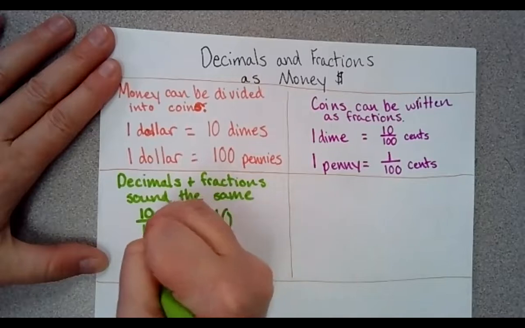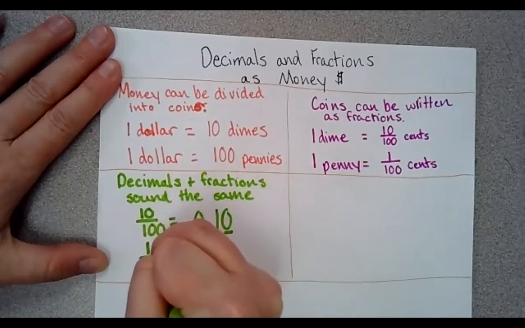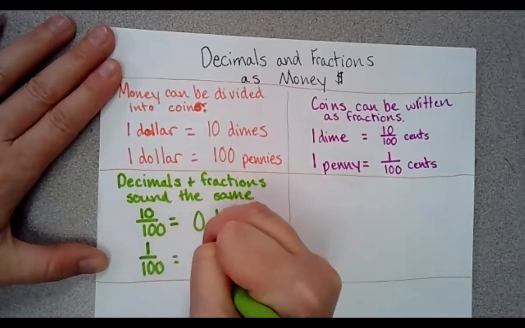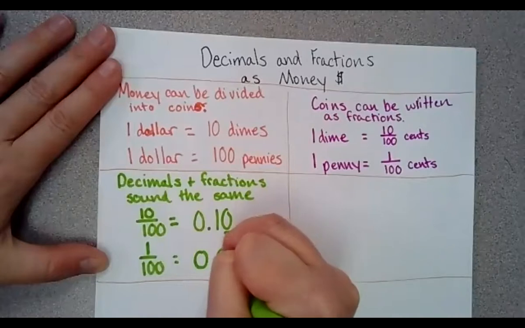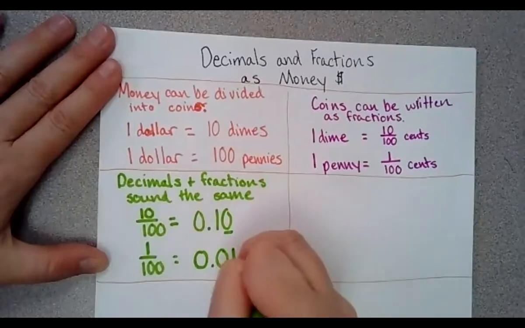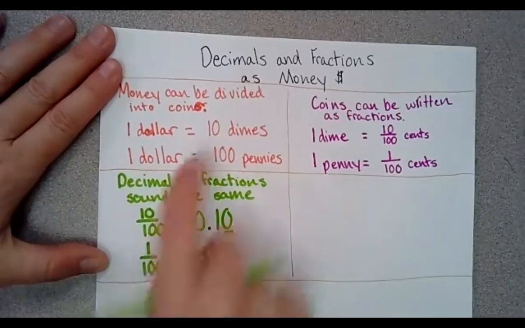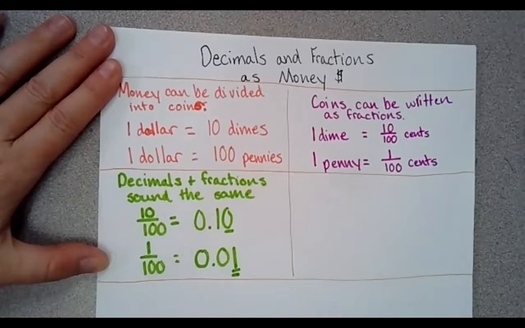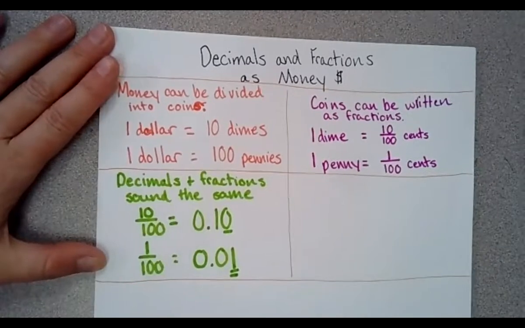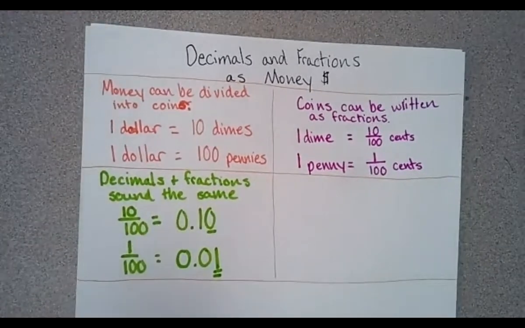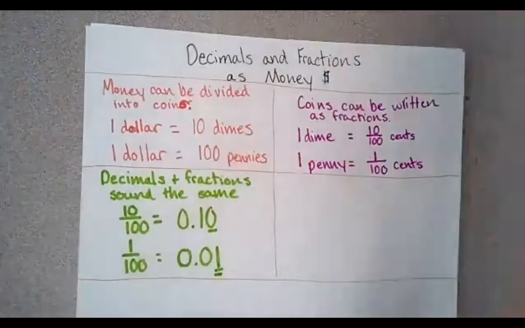If you have 1 hundredth, you're going to put a 1 in the hundredths place. Decimals and fractions sound the same. All right? Now, you can write this down.